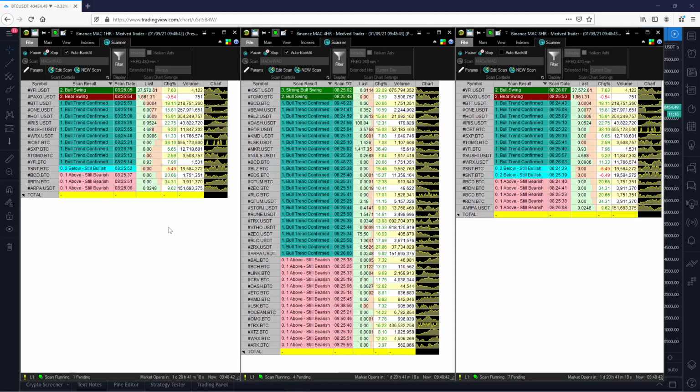Those are the scan conditions. If there are any questions, let me know. If this is confusing, let me know, and I'll try to make it better, but this is just an overview. Thanks.